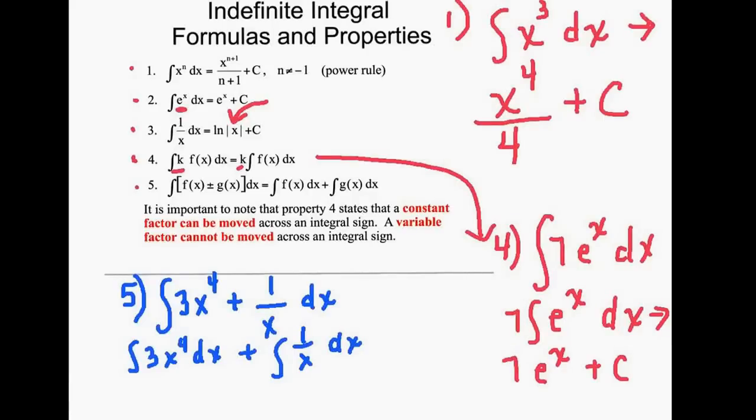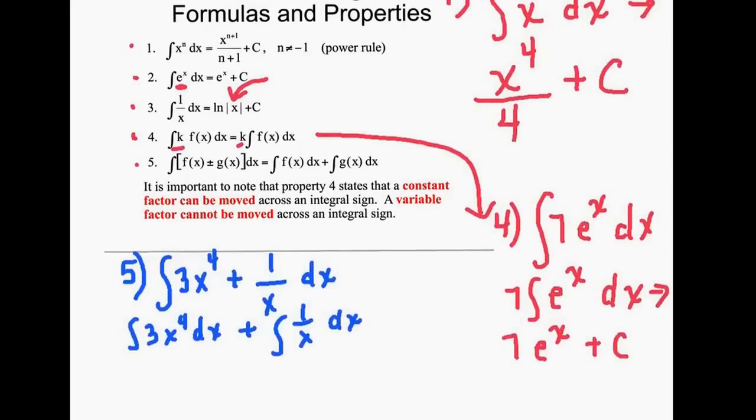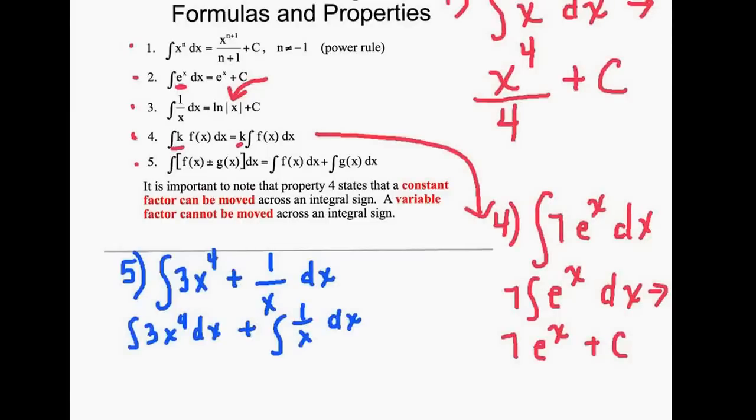So if I wanted to now take a look at working just the first one, I basically would take my 4, raise it to 5, and then divide by 5. So this is going to become 3/5 x to the 5th. I'll hold on to my c until the end, plus the integral of 1 over x dx is ln absolute value of x. Now I can put my plus c on.